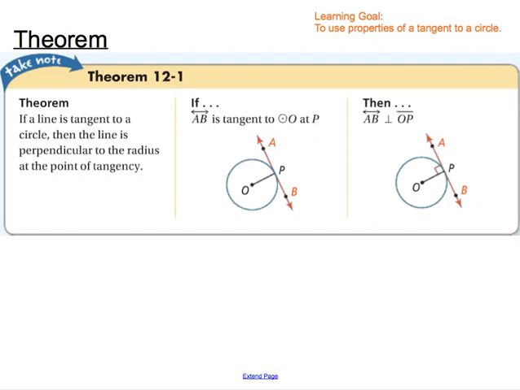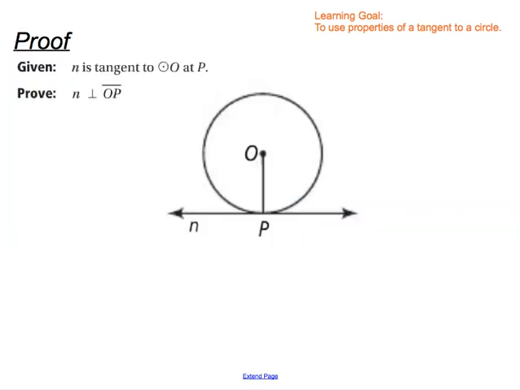Our first theorem states that if a line is tangent to a circle, then the line is perpendicular to the radius at the point of tangency. So here in the center picture you can see that we have line AB, which is tangent to circle O. And the theorem tells us that angle OPA and angle OPB are both right angles. Now it's been a while since we've seen a proof, so I thought we'd take this opportunity to prove this theorem.